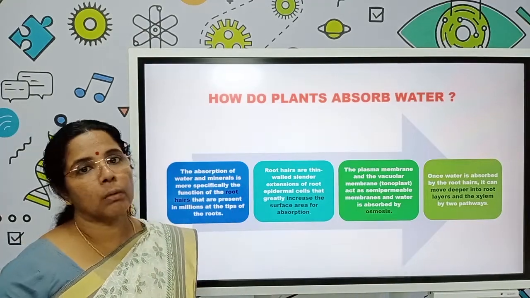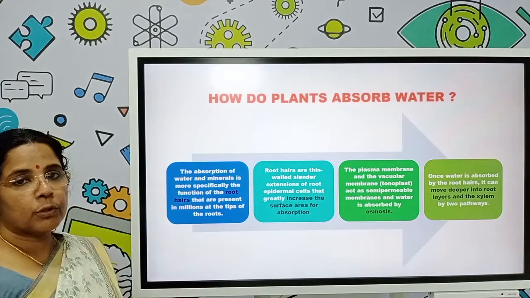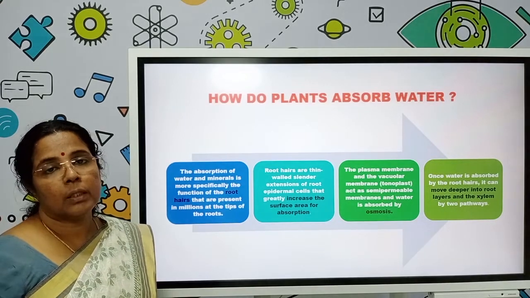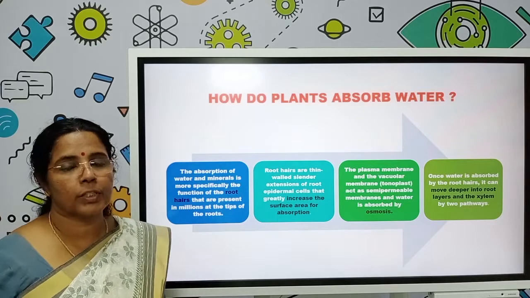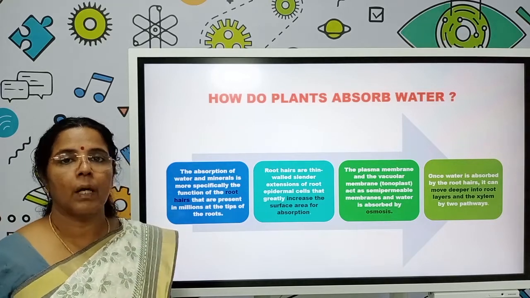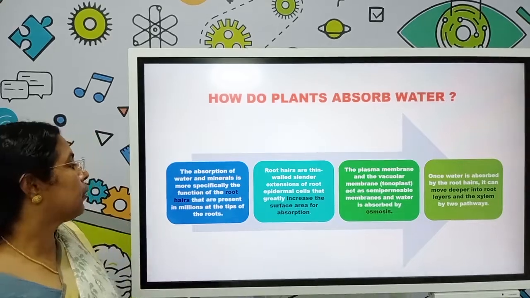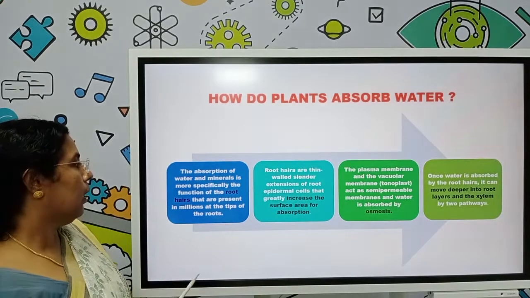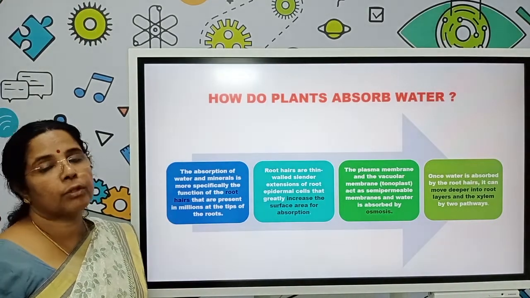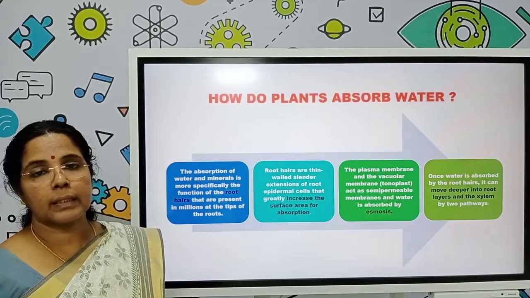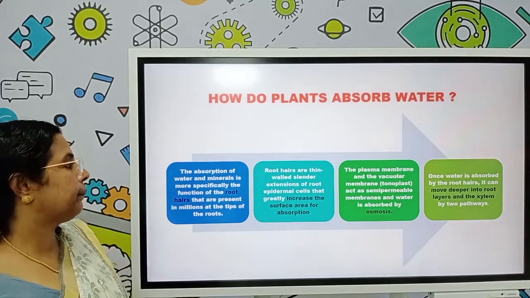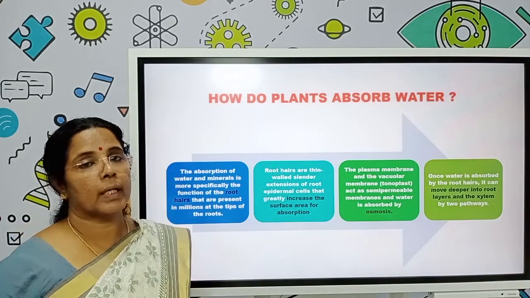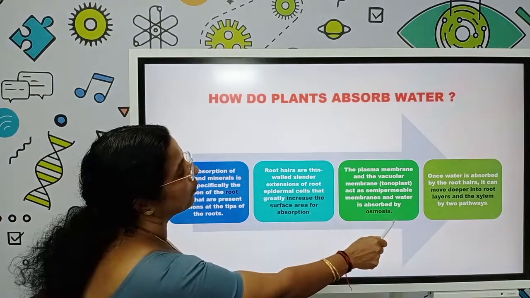How do plants absorb water? Plants usually absorb water from the soil. Small finger-like structures in the root epidermis, called root hairs, help in the absorption of water from the soil. In the root, millions of root hairs increase the area of absorption. The water enters the root through the root hairs by the process called osmosis.